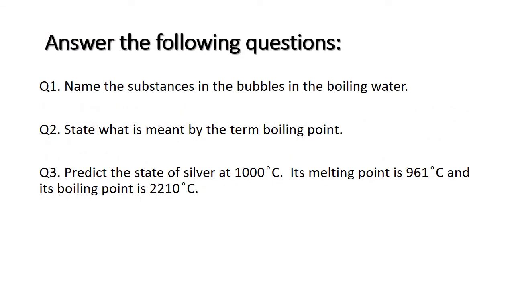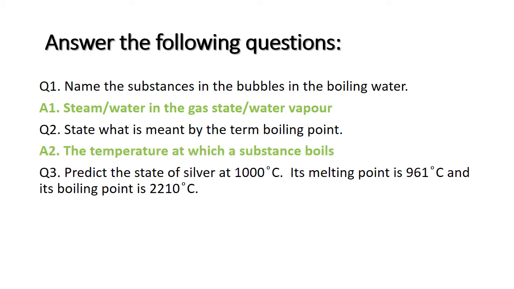So 3 questions for you to consider now. So pause video, have a go at these 3. So question 1, substances in the bubbles in boiling water should be steam or water vapour that you could be identifying there, or water gas. What is meant by the term boiling point? It's the temperature at which a substance boils.